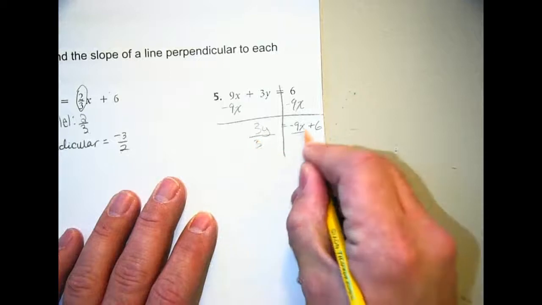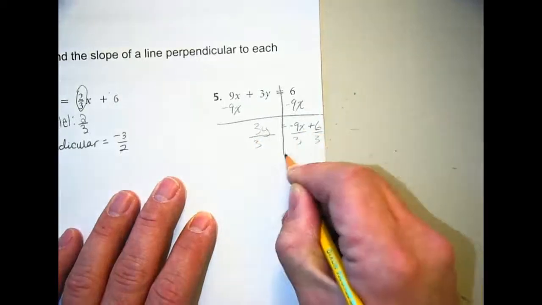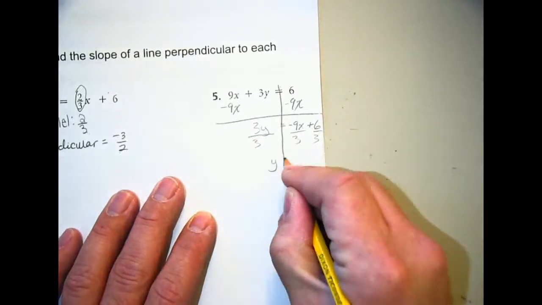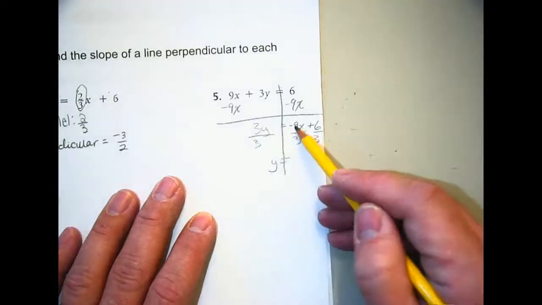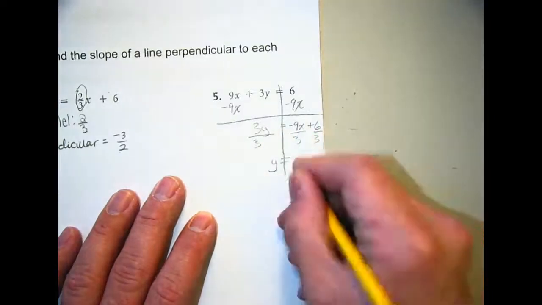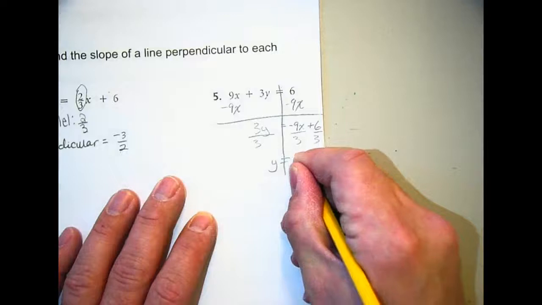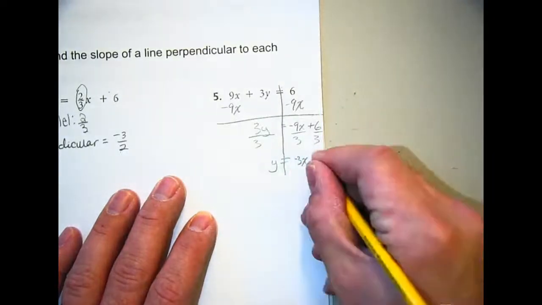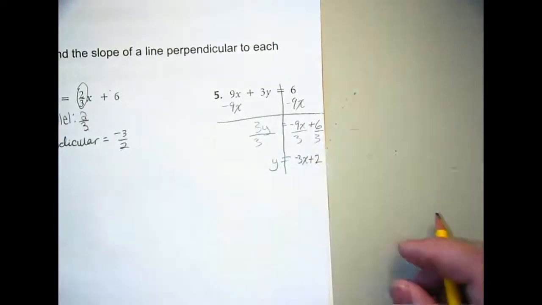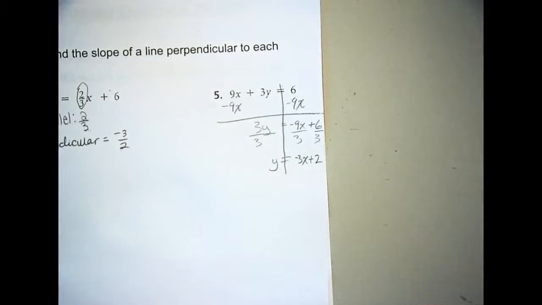Good job, Jaden's groupies, helping around. Okay, divide by 3. These cancel. We're left with y. Negative 9 divided by 3 is? Everyone says negative 3, or almost everyone. And 6 divided by 3 is? 2. What's our slope? Everyone, what's our slope? Negative 3.